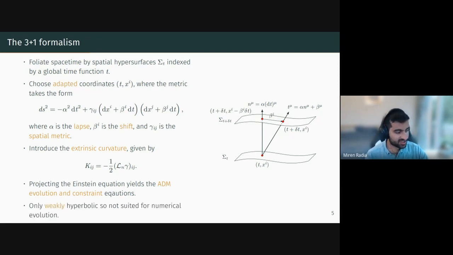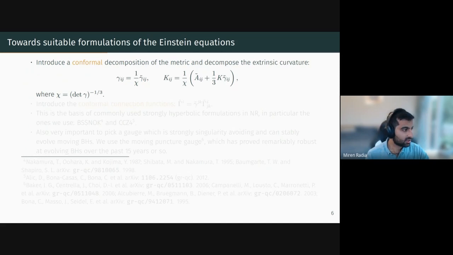But unfortunately, the ADM evolution equations are only weakly hyperbolic, so they're not suitable for numerical evolution. So we need to think of another method in order to evolve general relativity. So how do we do that? One of the most common ways, which is what we do, is to switch to a reformulation of the Einstein equations.